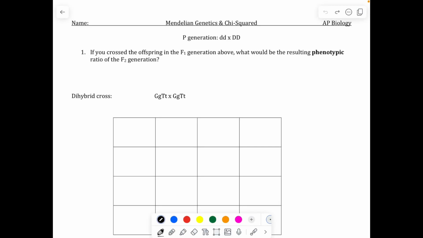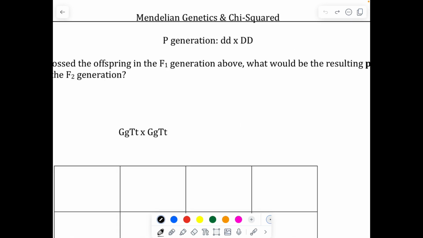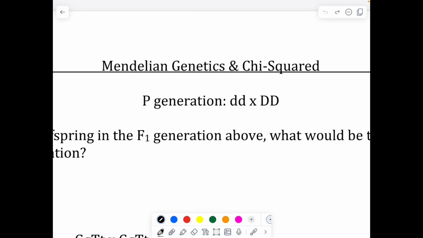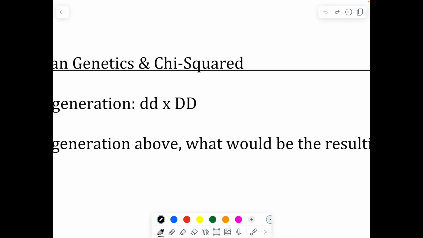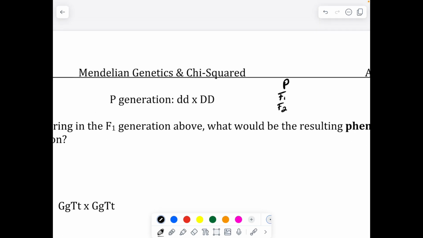All right, so what I'm going to do in this video is work through this worksheet and try to explain the best that I can what I'm doing and why I'm doing it. So this worksheet starts with a mono-hybrid cross. It starts out with a parent generation. So in terms of generations, they go parent, first filial, second filial.